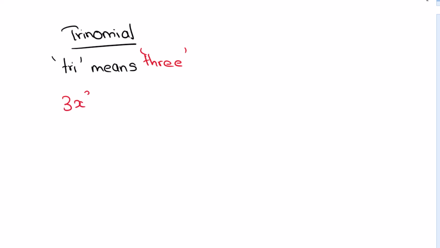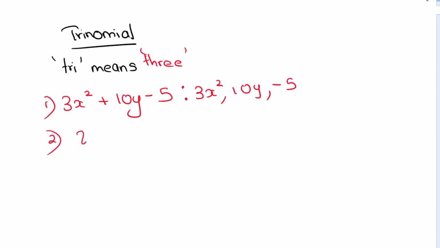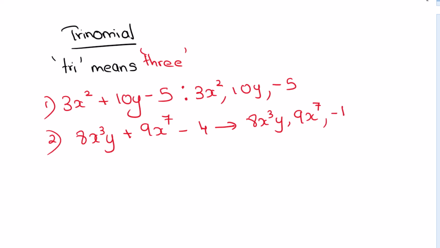Example, 3x squared plus 10y minus 5. The terms here are 3x squared, comma, 10y, comma, minus 5. One more example, 8x cube y plus 9x to the power 7 minus 4. The terms are 8x cube y, comma, 9x to the power 7, comma, and minus 4.